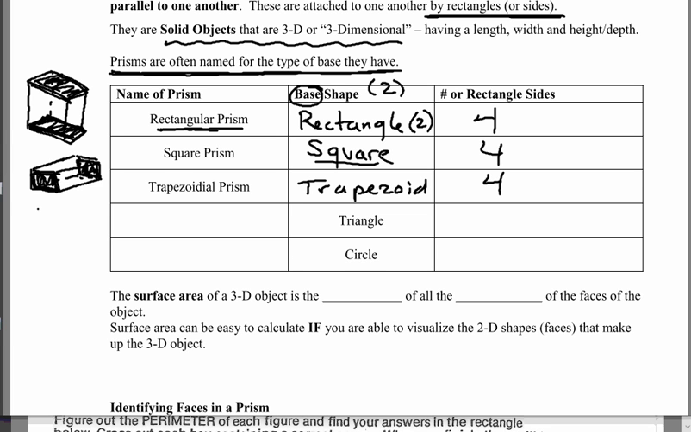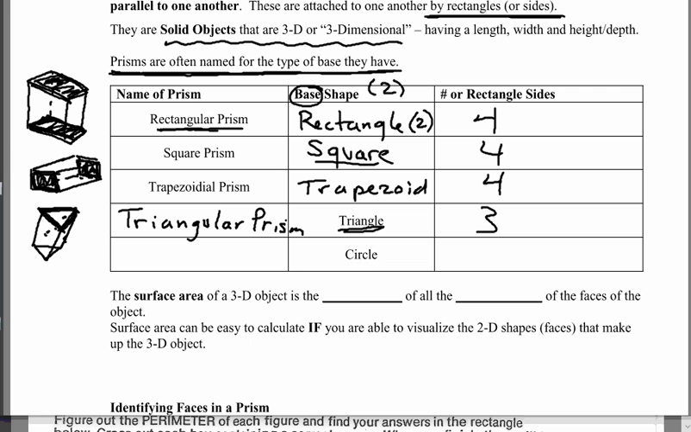Triangular prism. Triangle base, and connect. And what do we have? If it's a triangle base, we have a triangular prism. And how many rectangles would we need? Well, if there are 3 sides on my base, I would need 3 rectangles: the left side, right side, and the back. So 3 rectangles.